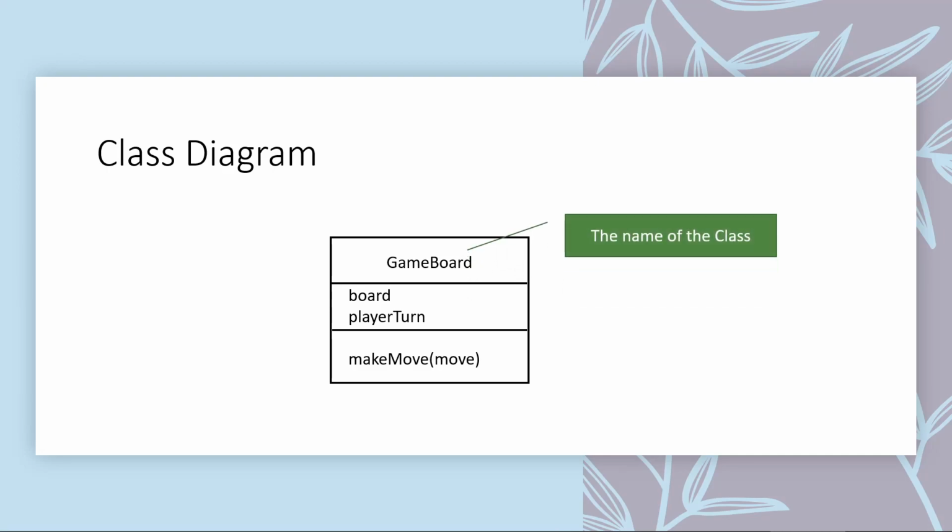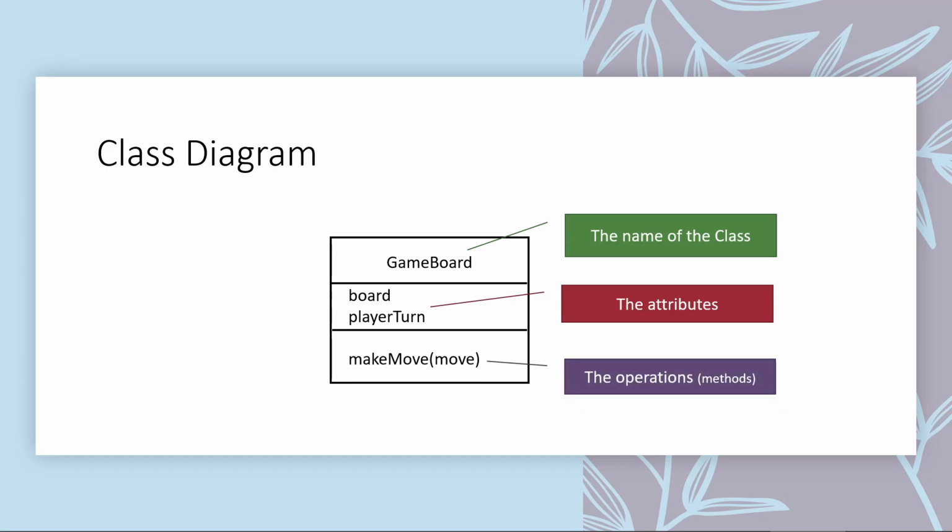And so the top, it's called the compartment of this box, is the name of the class. And then this middle compartment has the attributes of the class, and the bottom compartment has its operations. So what is it? What does it know? What does it do, if you will? And then we can actually add in the idea of it communicating with other objects by showing lines between them.